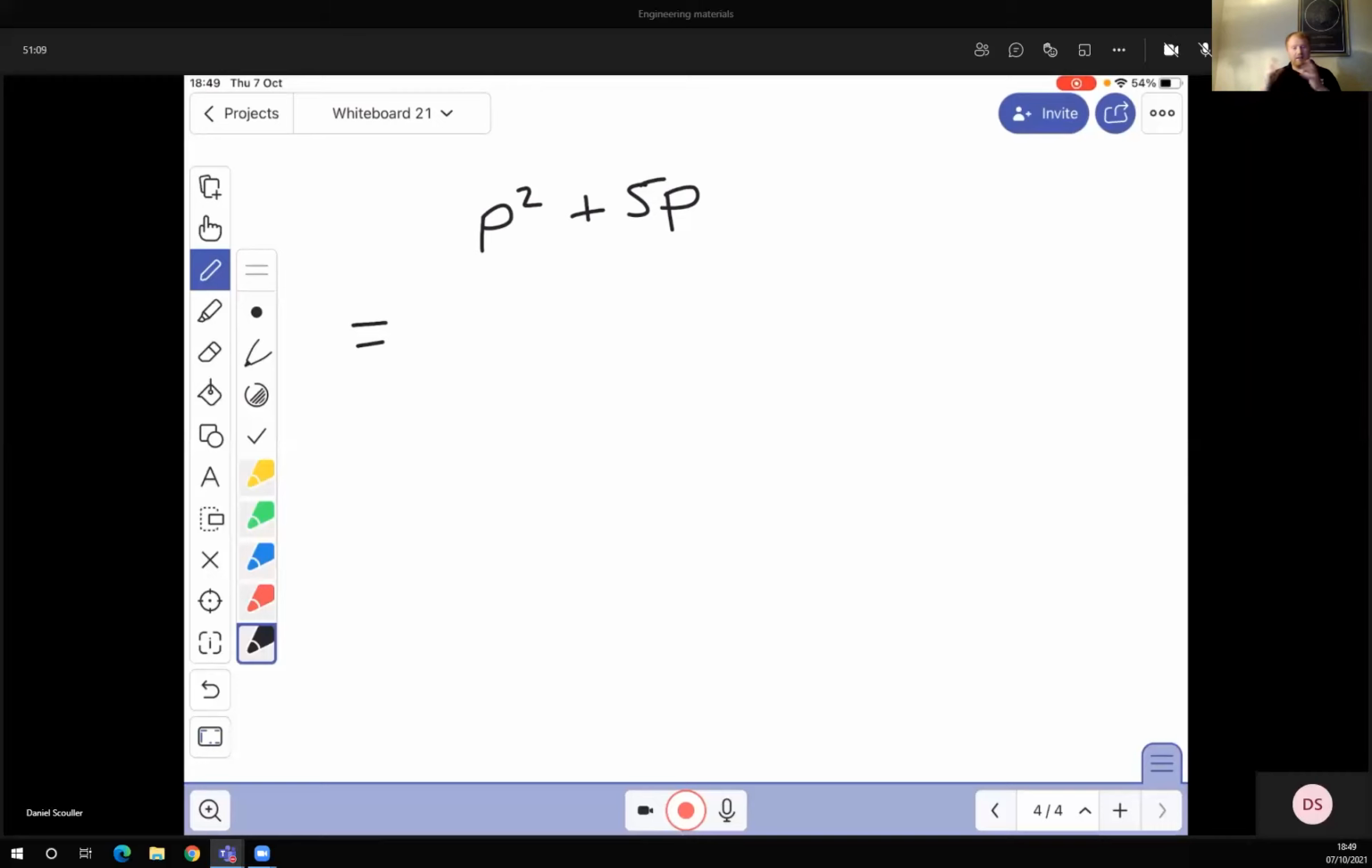Again, don't worry too much that it's the letter p. In algebra, you can use any letter and it's just a variable. So p is going to be our common factor in this case. There's no other common factors other than the number 1. So p is the common factor. If they ask you to factorize an equation like that, you would take p out, and in your bracket would be p plus 5.